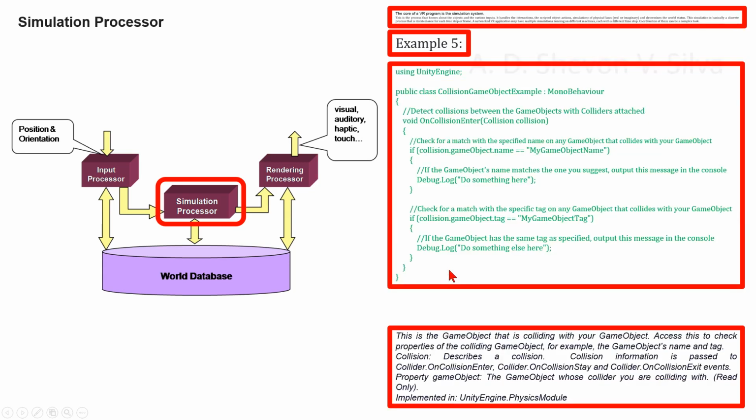As an example 5, we can consider this code segment. This is the game object that is colliding with your game object. Access this to check properties of the colliding game object, for example, the game object's name and tag.